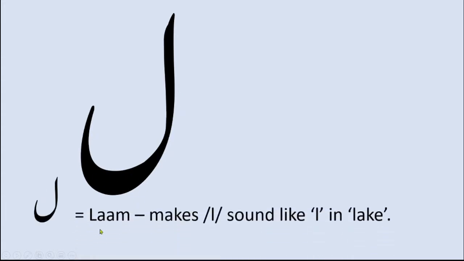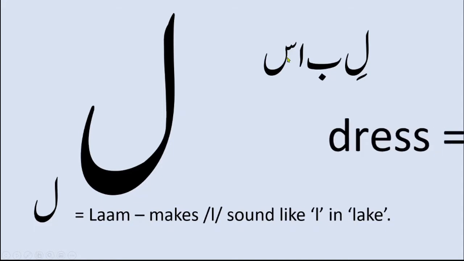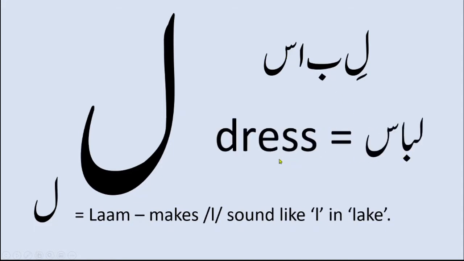Now this is the first letter we're going to learn today. It's called Lam. It makes L sound like L in lake. Now you should be able to read this word now. So this is Lam that gives you L sound. We just learned that Zer gives you I sound, Be, B sound, Alif, A sound, and Seen, S sound. So that makes Libas. Libas is dress in Urdu.